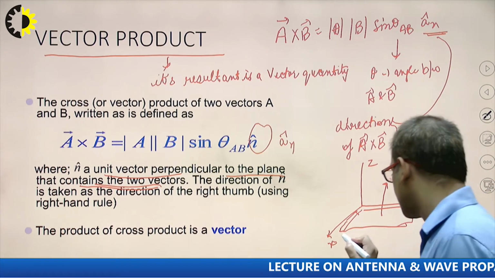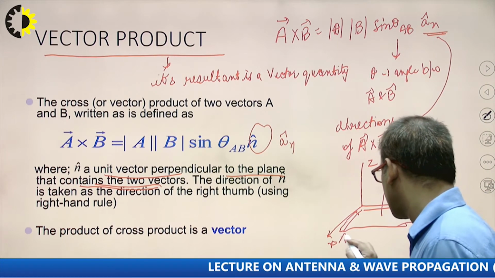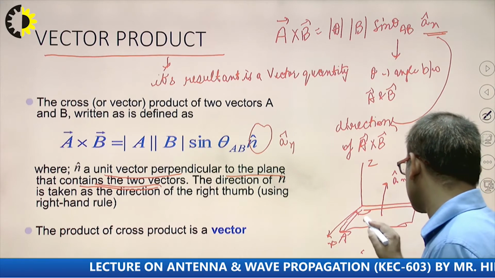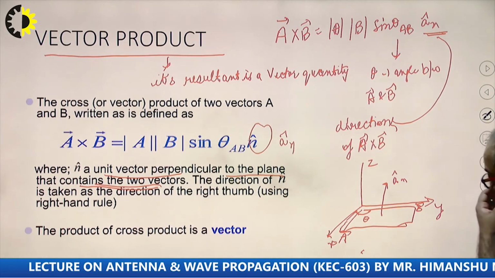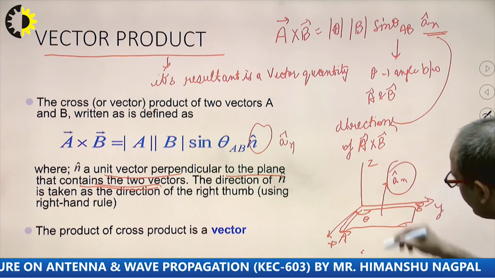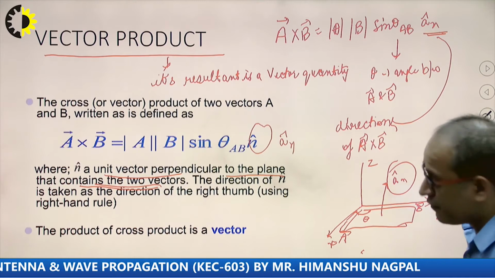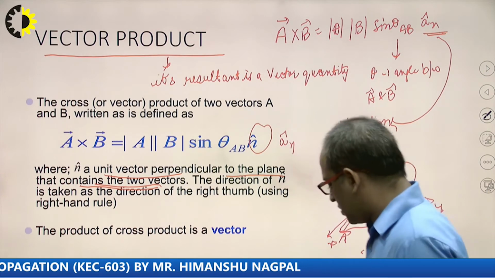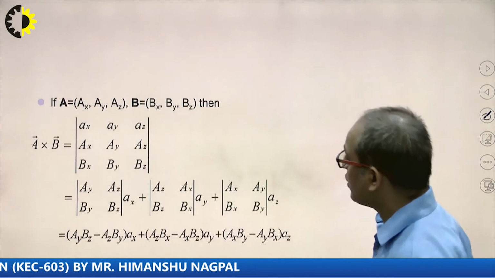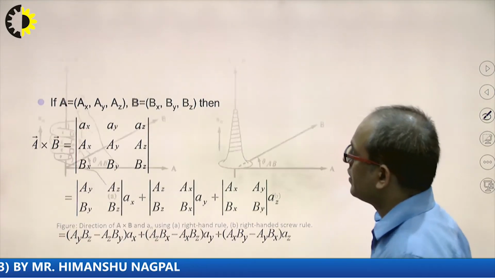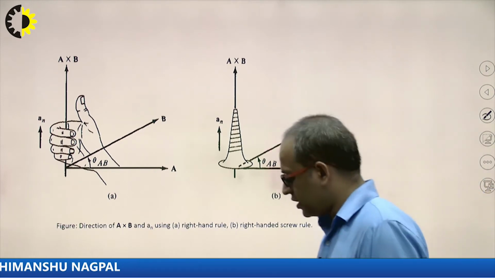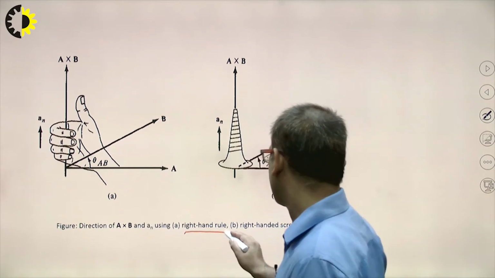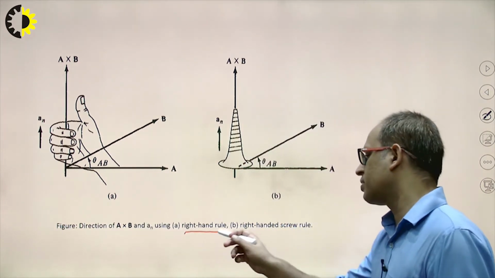If I say this is a vector and this is b vector, the cross product of these two has angle theta. Clear? The direction of a cap n will be what? Perpendicular to the plane of the two vectors. Clear? Or we can find out the direction of the unit vector using the right hand screw rule or right hand rule.